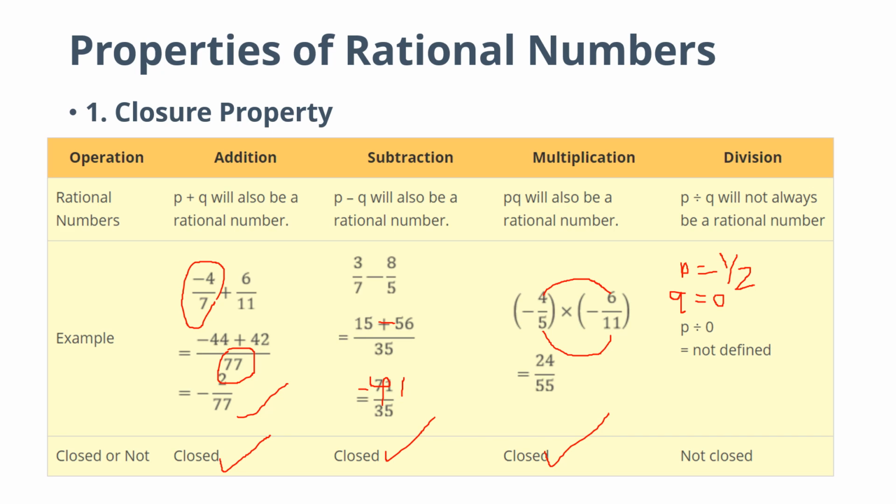How can we say so? Because for 0, we can write it as 0 by 1, 0 by 2, which satisfies the properties of rational numbers, as the denominator should not be 0. So 0 is also a rational number. So we are taking two examples of rational numbers, but when we divide these, we get not defined. Why? Because anything divided by 0 gives you not defined. So that means rational numbers are not closed under division.